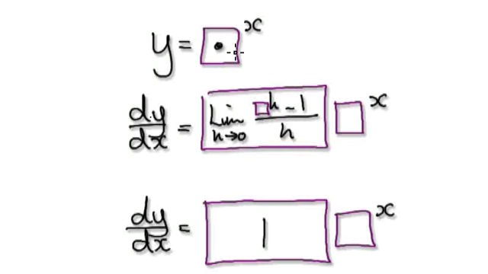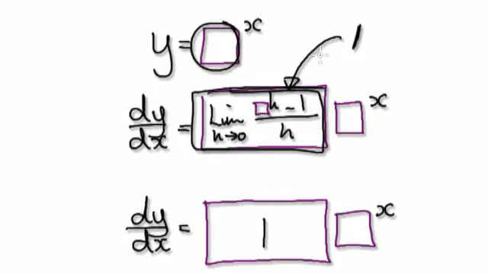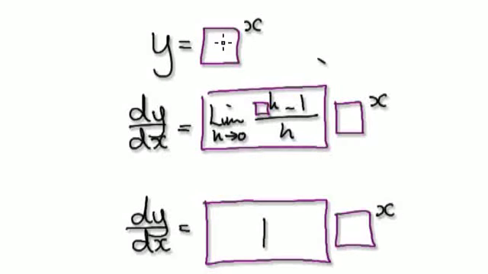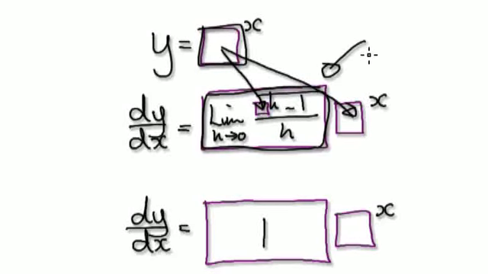So we want to search for a base, and remember, this base here will directly influence your gradient, your dy by dx. It will directly influence this box, and it will directly influence this box here. So we want to choose a base where this whole box here equals 1. We deliberately want that to be 1 because it really simplifies things.